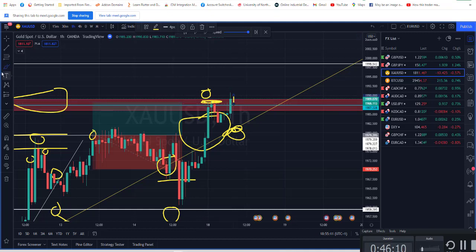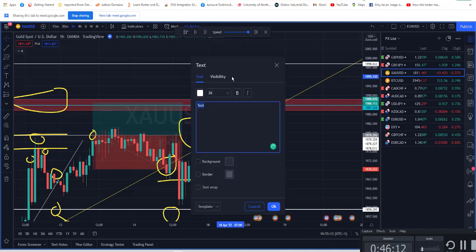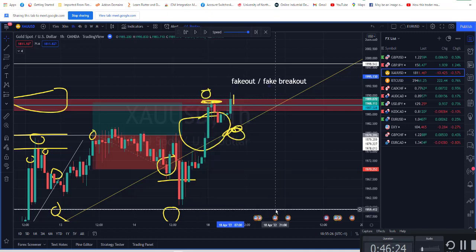we call a fake out. I'm going to type it here. You can look it up. It's called a fake out or a fake breakout. We call it a fake out, which is short form for fake breakout. Okay? You have to be mindful of these terminologies. What a fake breakout does is this. Take a look at this.